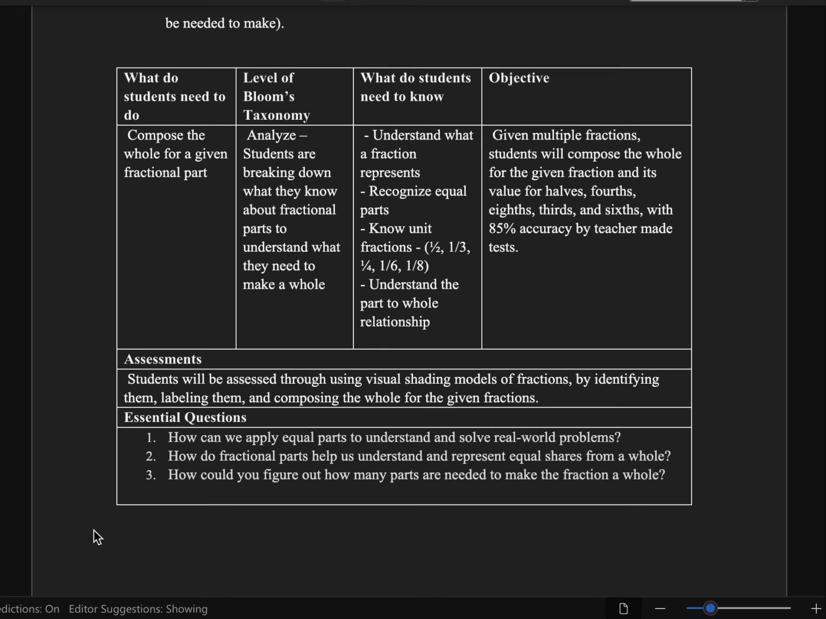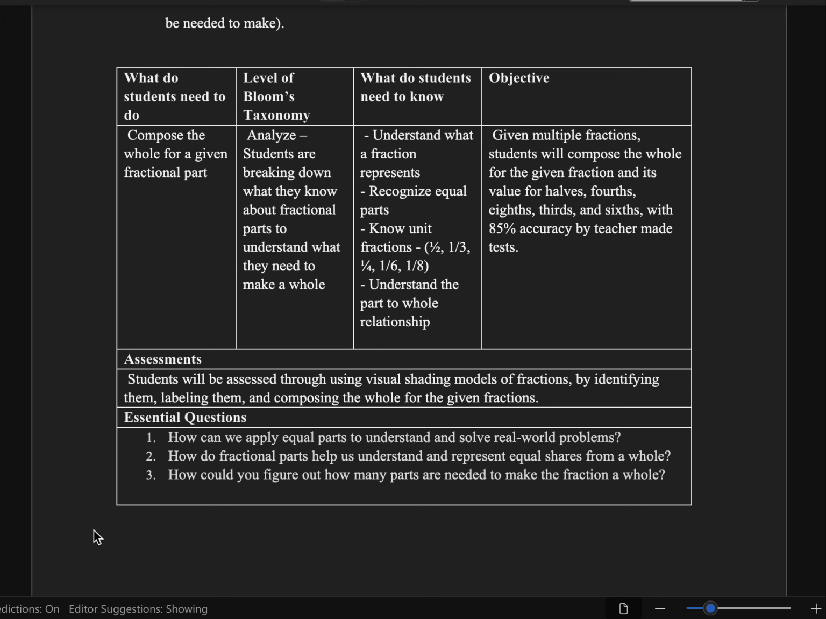The level of Bloom's taxonomy was analyzed because the students are breaking down what they know about fractional parts to understand how they make the whole. And then what they would need to know in order to do that is understanding fractions and recognizing equal parts and knowing the different unit fractions that are required for the SOL and understanding the part to whole relationship.